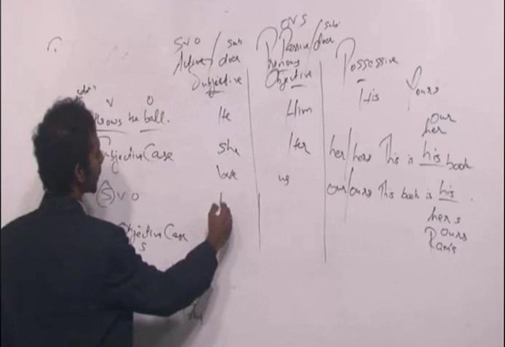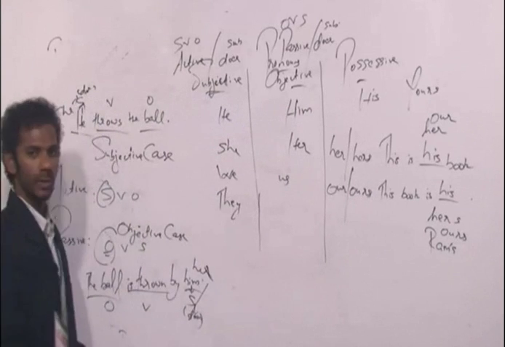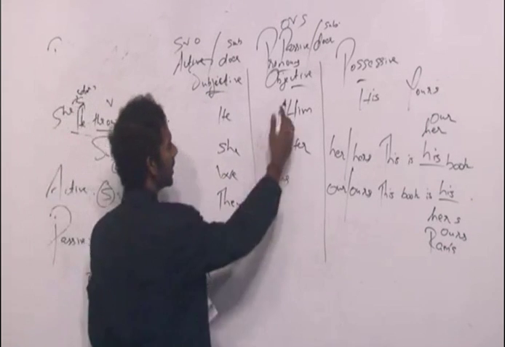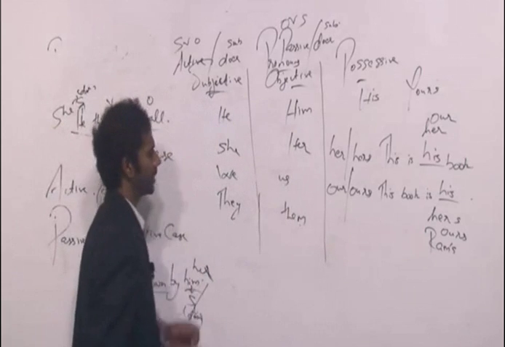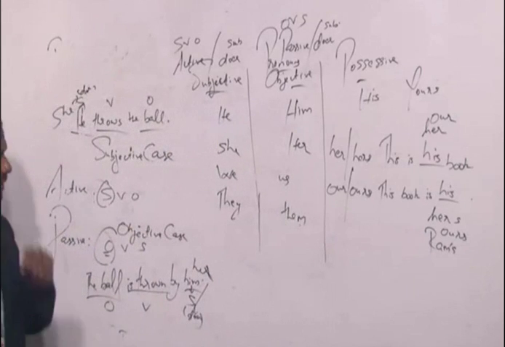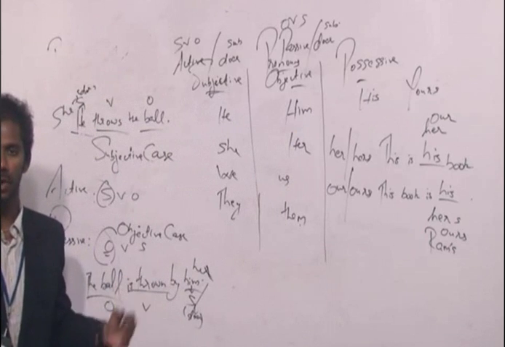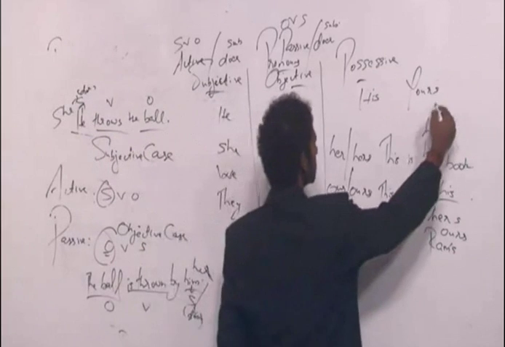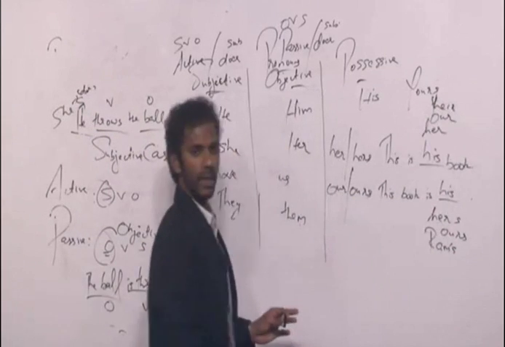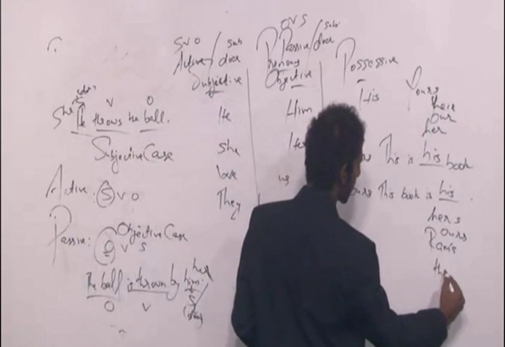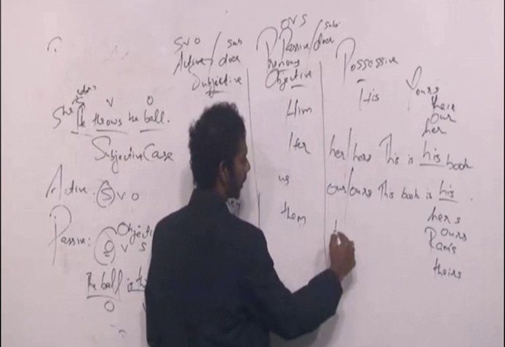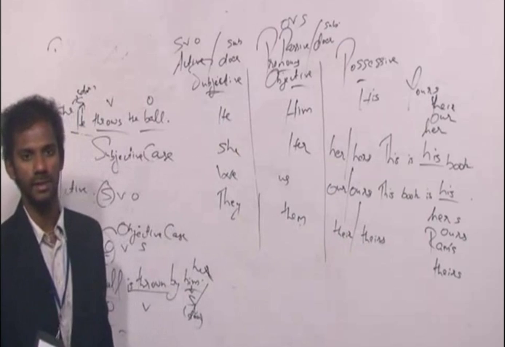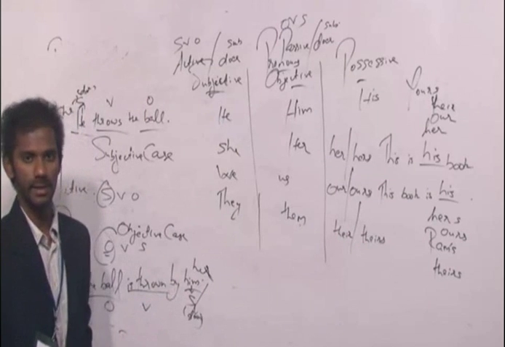Now, they throw the ball. The ball is thrown by them. So "they" is subjective, whereas "them" is objective. This is dash book. This is their book. This book is theirs. No apostrophe. So "their" and "theirs" are possessive forms.